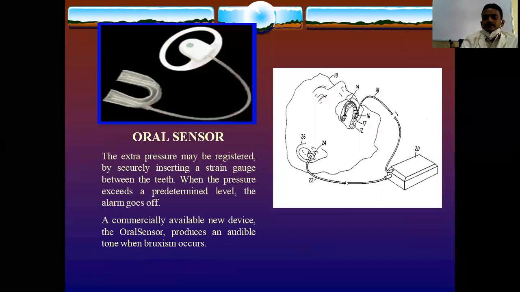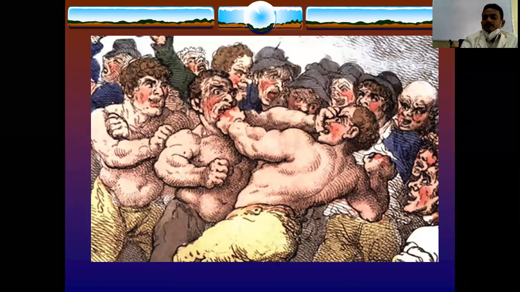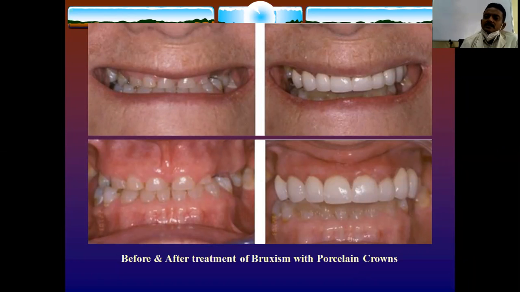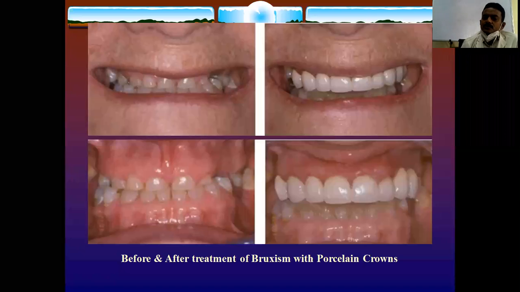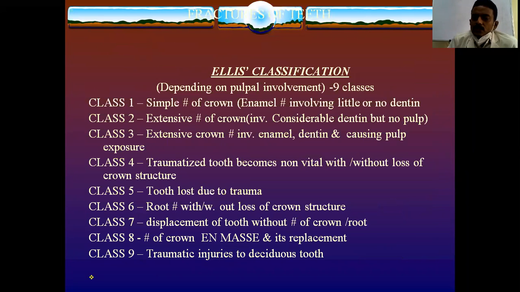Now, coming to the injuries or fractures of the teeth. The fractures of the teeth are caused most commonly due to trauma. And the most common classification of the tooth fractures is the Ellis classification, which gives class 1 to class 9. This is Ellis classification. Depending upon the involvement, we classify them as class 1 to class 9.